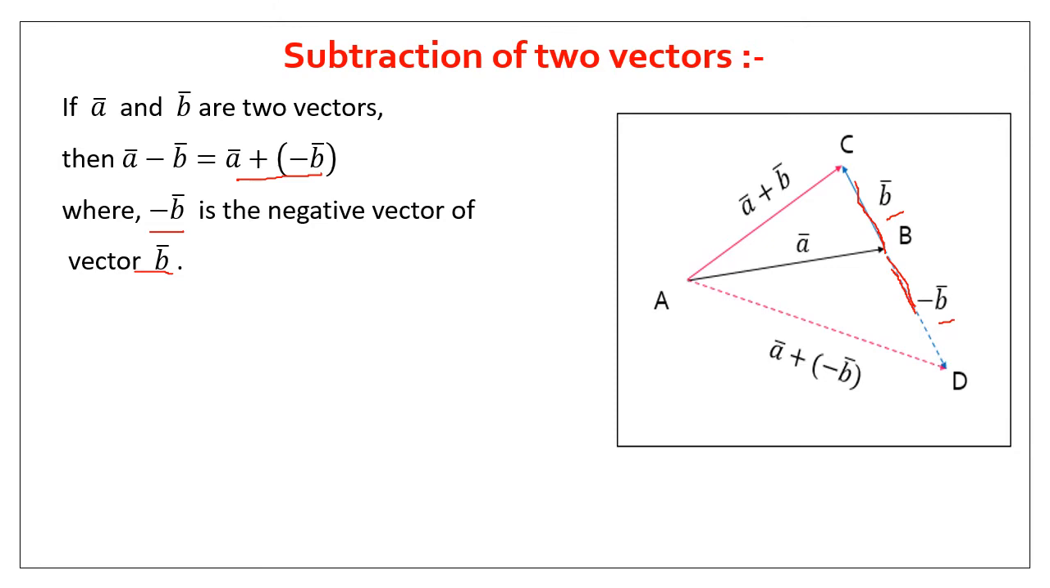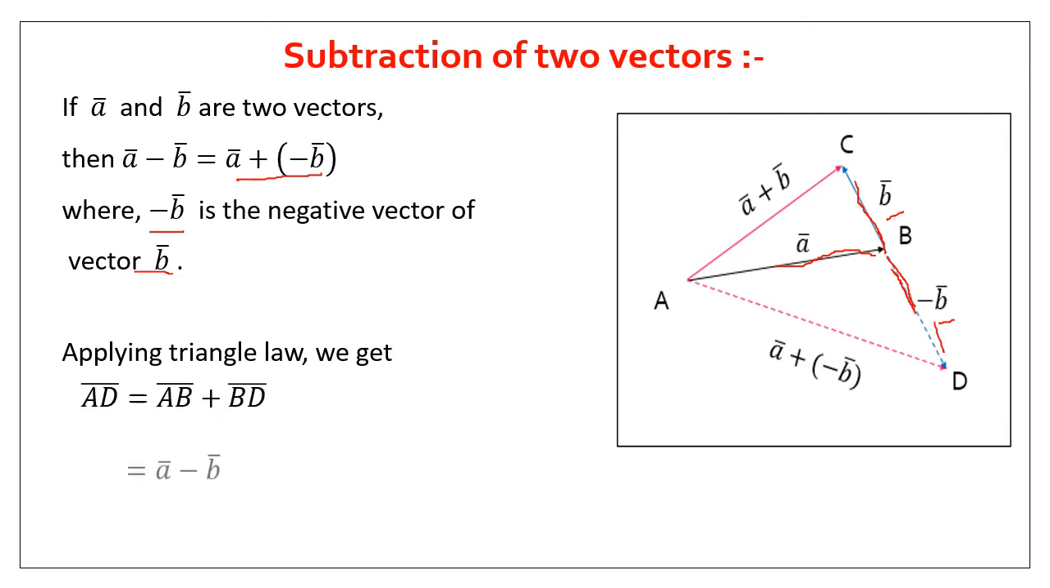So students, now we have the triangle ABD. Applying the triangle law here, we have AD bar equals AB bar plus BD bar, which is nothing but, AB bar is our a bar and BD bar is minus b bar. So AD bar gives us a bar minus b bar, that is the subtraction of two vectors.